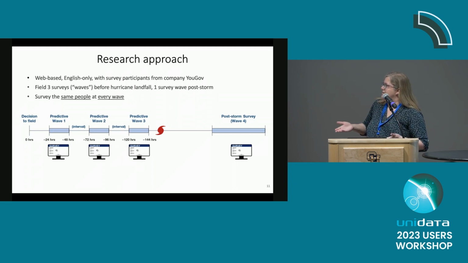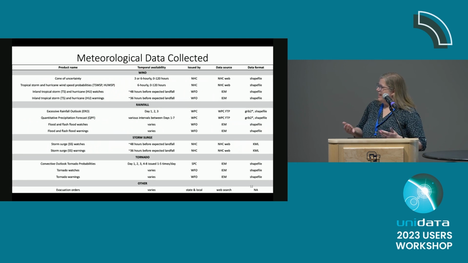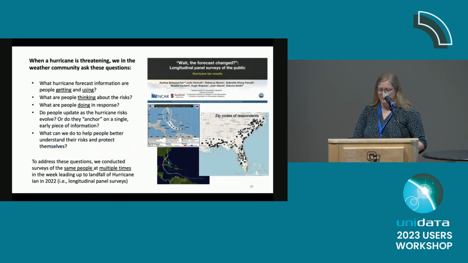So this was a web-based, English-only survey with participants from the survey company YouGov. This is not ideal, but it did get us the number of responses we needed quickly, because we needed to do this 1, 2, 3 back to back. So it did allow us to field 3 surveys, and we were able to survey the same people every wave.